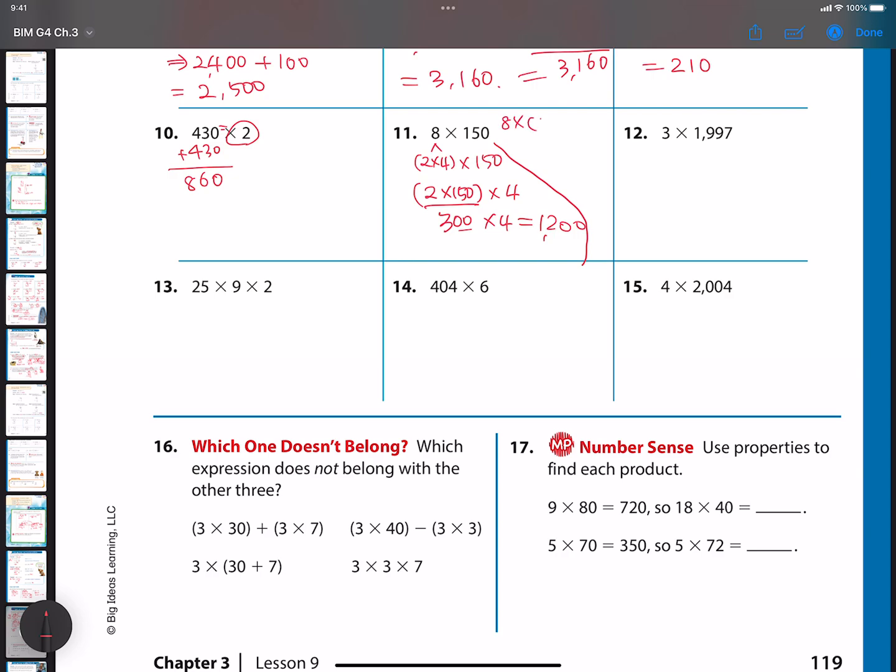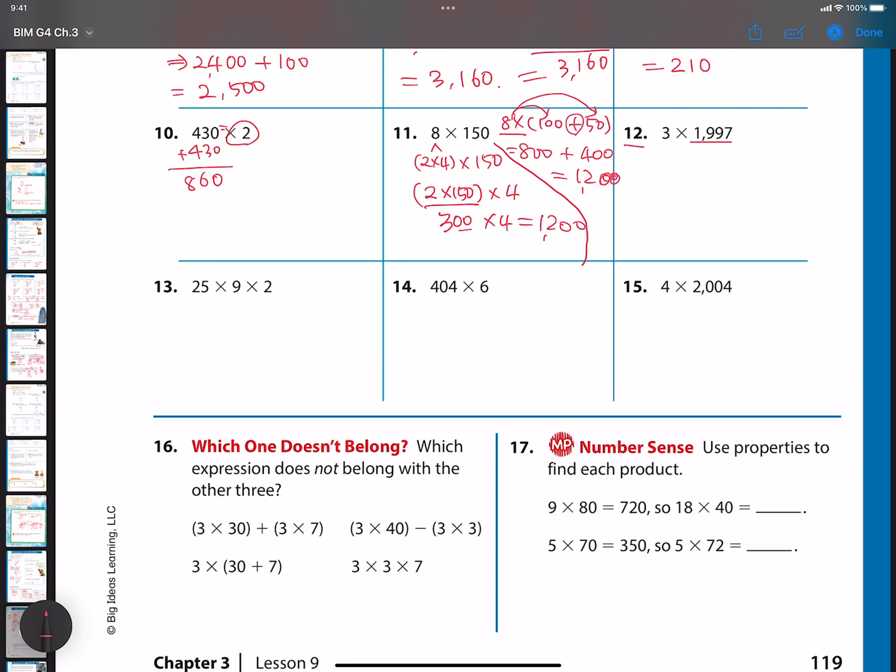This is one strategy, and if you want to do delivery, you can do it. 8 times 100 plus, okay, plus, what was it? Oh, 50. So deliver this and that 2 times and then add it. 800 plus 400 and then add one more zero, which is what? 1,200. All right, number 12.